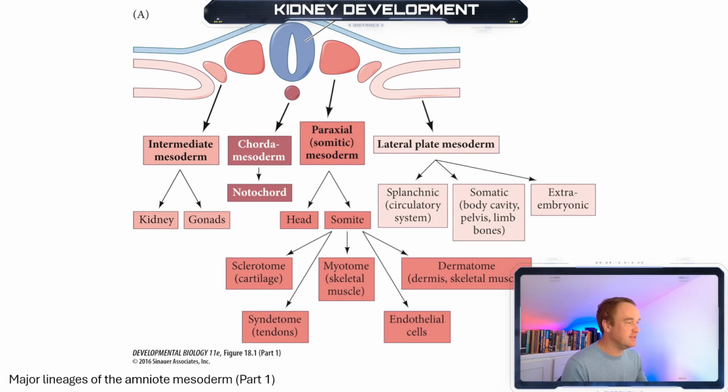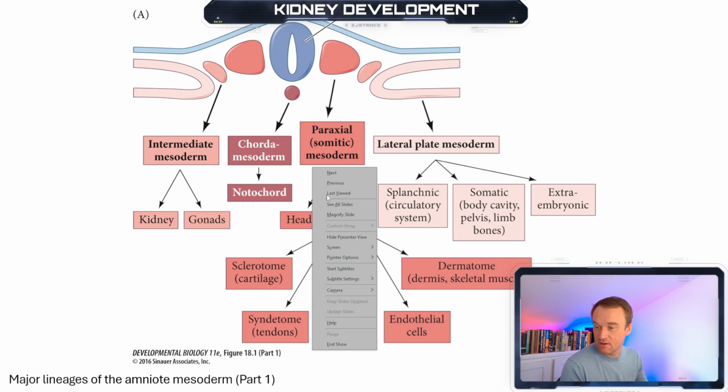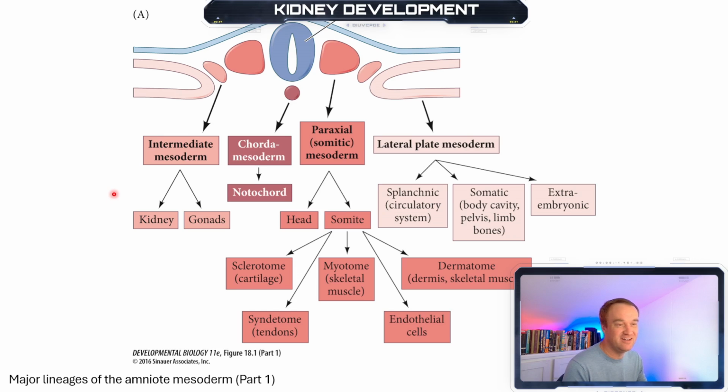So the kidney development. Let's get my pointer once again, more so I can see. So remember, we have our neural tube and our notochord kind of front and center here. Then we have the paraxial mesoderm, which turns into the somites, which give you the head, somites, sclerotome, dermatome, myotome, syndetome, etc. We talked about that development. And then moving further out, we have the intermediate mesoderm. And so that's where the kidneys and some of the gonads come from.